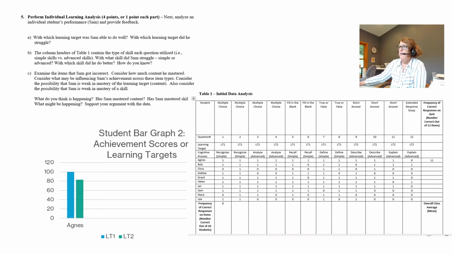Then letter C, examine the items that Sam got incorrect. Consider how much content he mastered. Consider what might be influencing his achievement across those types of items. Consider the possibility that Sam is weak in mastery of the learning target or in the skill. So this is like that assignment we had where you had to think about whether a test was valid, and there were 3 questions. Do you remember that assignment?